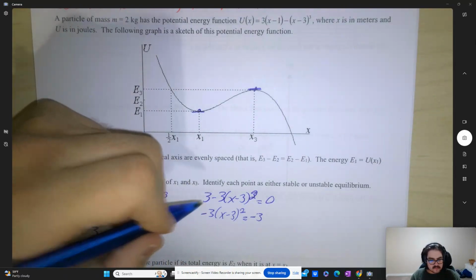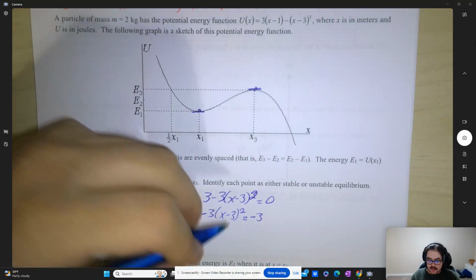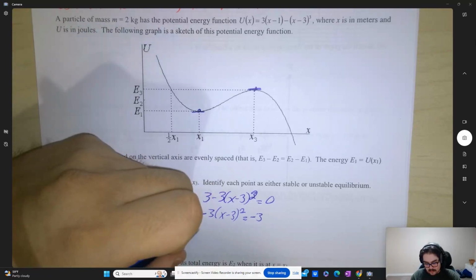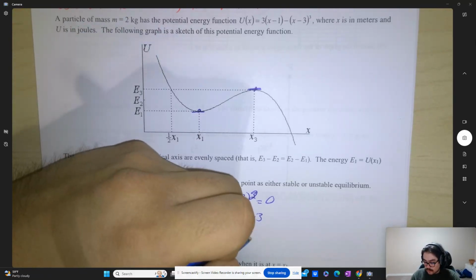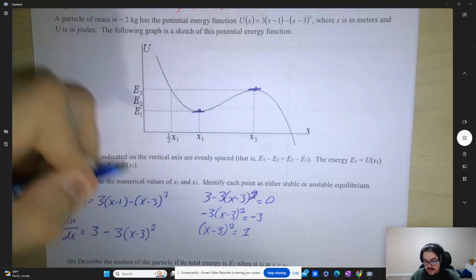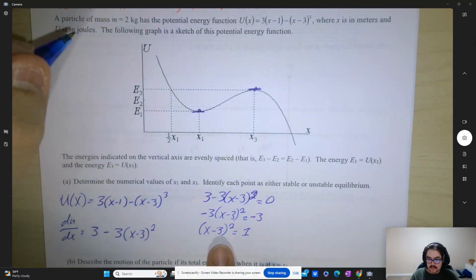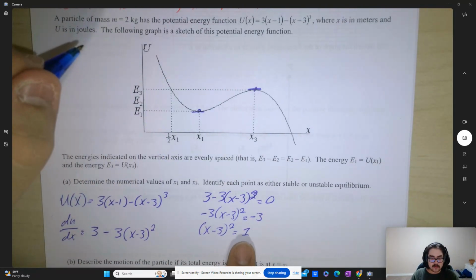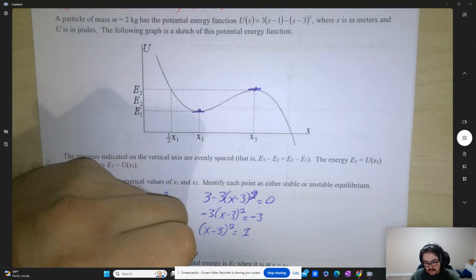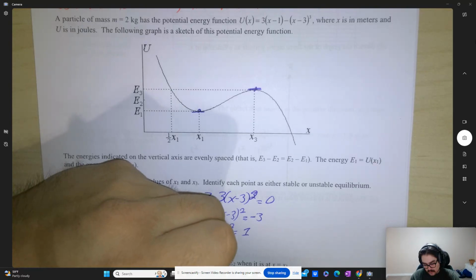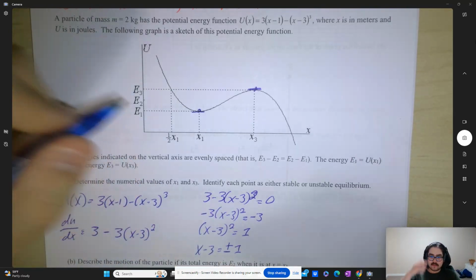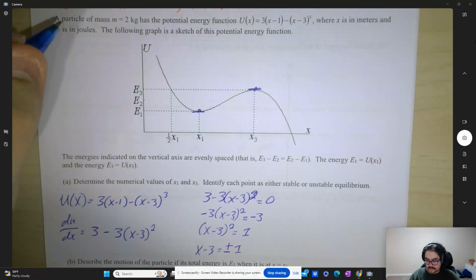Get rid of the negatives because both sides are negative. I can cancel them out, and then divide by the 3, and I end up getting (x minus 3) squared equals 1. It's important to note that when I square root both sides, the 1 can be positive or negative. So it'll be x minus 3 equals positive or negative 1, and this is actually where we get our 2 points.